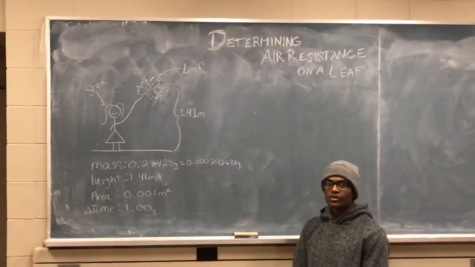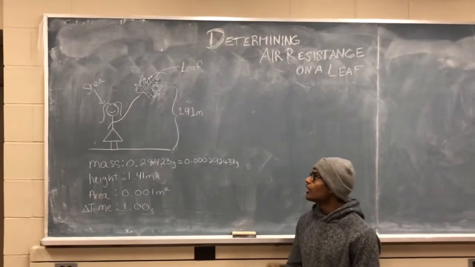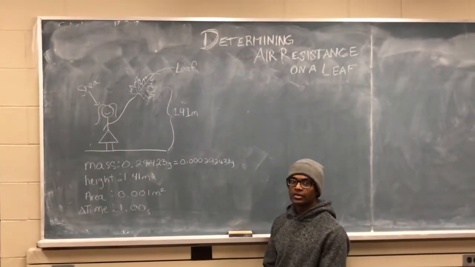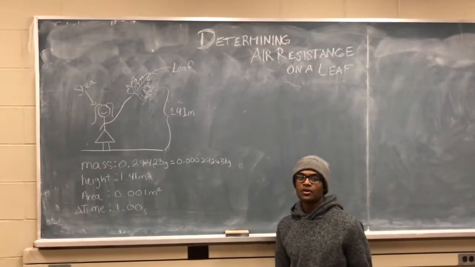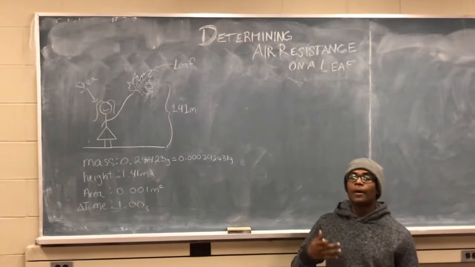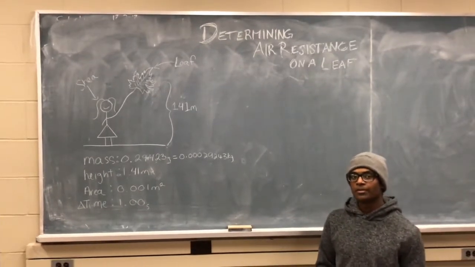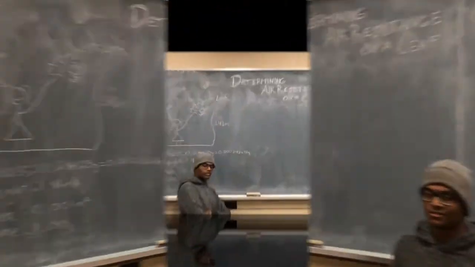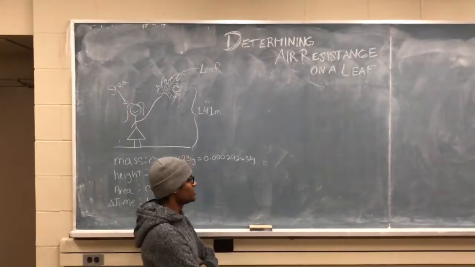Using that, we're going to calculate the acceleration of the leaf, which could then be used with the FNet diagram to figure out the frictional force applied to it, which will then finally be used with the surface area to find the amount of frictional force applied per meter squared to a flat surface in an environment just like this. Alright, so now we're going to do the kinematic equations.